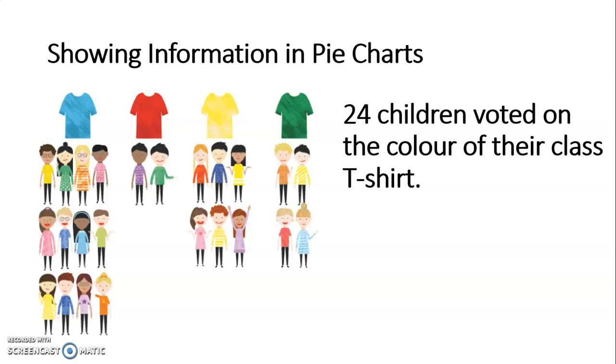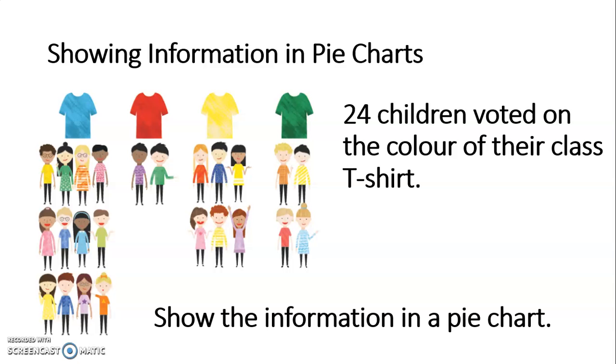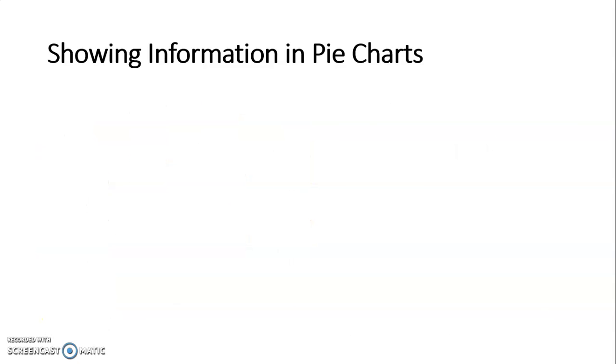So if we have a quick count, we can see that 12 children voted for the blue t-shirt, 2 children voted for the red t-shirt, 6 children voted for the yellow t-shirt, and 4 children voted for the green t-shirt. We need to show this information in a pie chart.